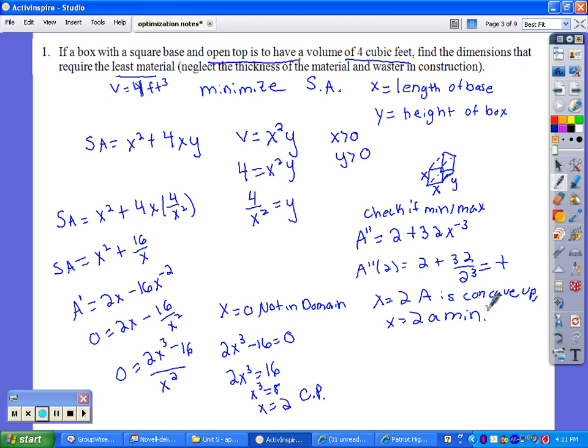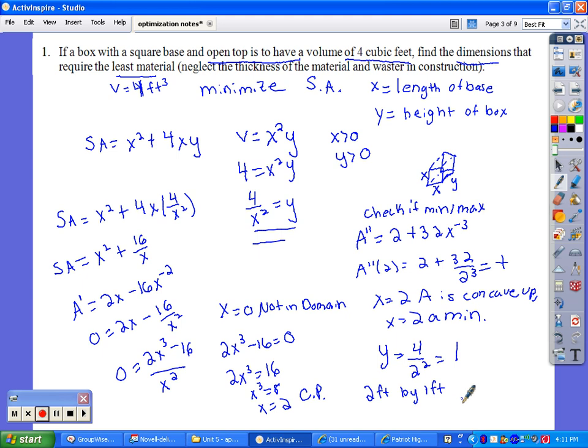And then we need to find, they said, the dimensions. So we found the length of the base. We need to find the length of the height, which is y. So I'm going to plug in 2 into my equation for y, which is right here. So I'm going to say y is equal to 4 over 2 squared. So it's 4 divided by 4, so it's 1. So my dimensions are 2 feet by 1 foot. Okay. So, which would minimize the surface area.